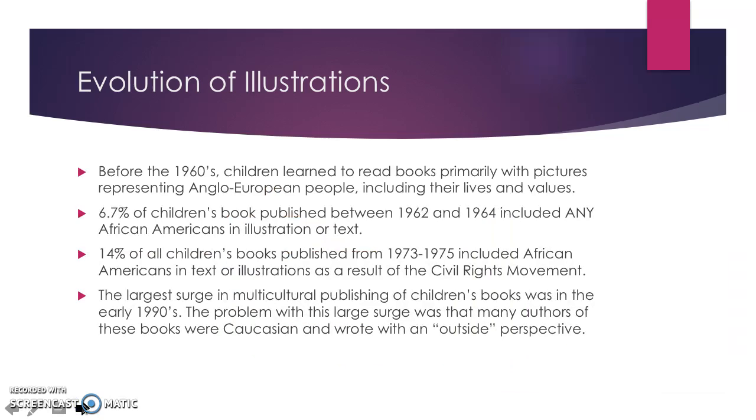Before the 1960s, children learned to read books primarily with pictures representing Anglo-European people only. This included showing their lives and values. Between 1962 and 1964, only 6.7% of children's books published included any African Americans in illustration or text. From 1973 to 1975, this amount doubled to 14% as a result of the Civil Rights Movement.